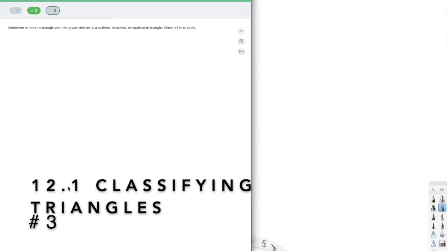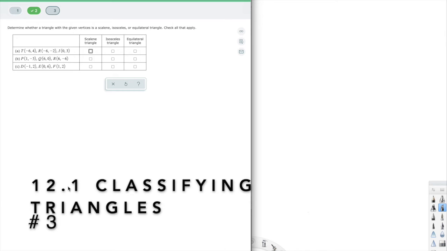So, determine whether a triangle with given vertices is scalene, isosceles, or equilateral. I've got my pen here real quick. What we need to do is use the distance formula to determine this, because they're just giving us coordinates.